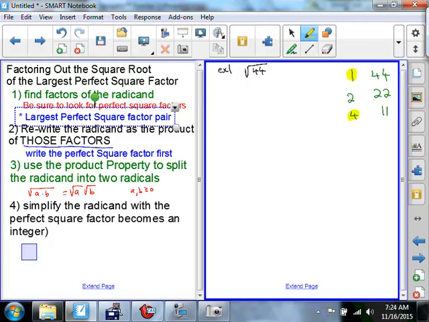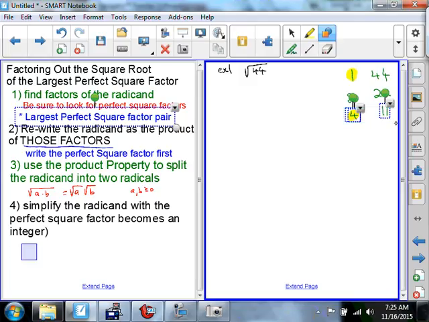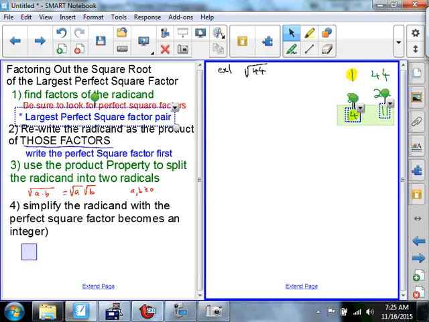Now 1 and 11 are both perfect squares. But we're looking for perfect squares that are bigger than 1, and we're looking for the largest perfect square factor. So the deal is 4 and 11, that pair has the largest perfect square in it that we're going to find for that particular radicand. Okay? So moving on to step 2 then.